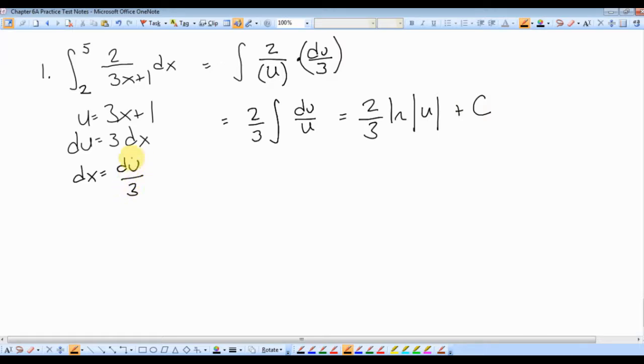So we made a lot of talk about that natural log, and remember that every time your antiderivative is a natural log, you have to put those absolute value signs there. Or at least you need to know about those absolute value signs. So we get 2/3 the natural log of 3x plus 1. And we integrated from 2 to 5.